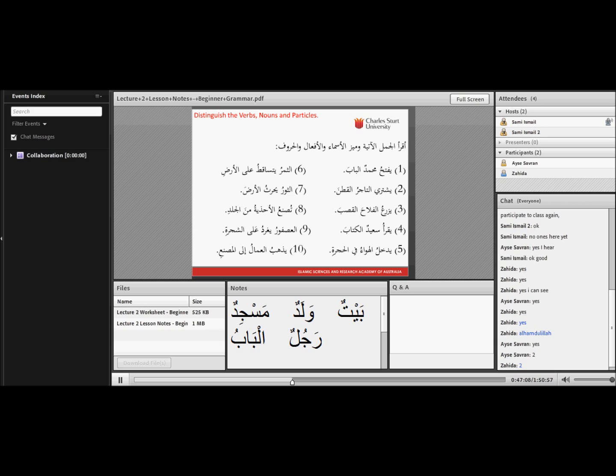The next one is the fi'l mudari' or the present tense verb. We said that the fi'l mudari' must always start with one of these four letters. These four letters are alif, noon, ya, and ta. To make it easy to remember, we made a word for it, which is Anita. Anita: alif, noon, ya, ta. So what are some examples of fi'l mudari' present tense verbs? We can say yadhabu, he is going. Ya'kulu, he is eating.